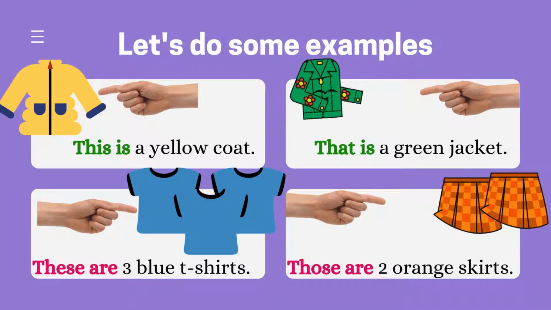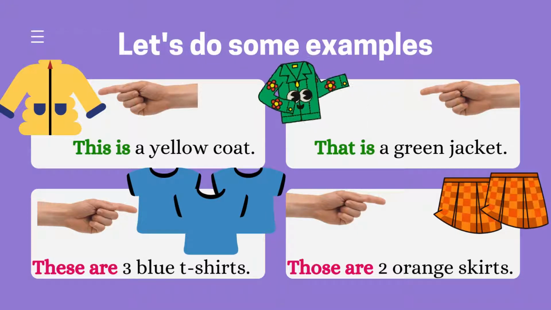Let's do some examples with clothes. This is a yellow coat. That is a green jacket. These are three blue t-shirts. Those are two orange skirts. You can use the hand to know if the things are close or not from you.